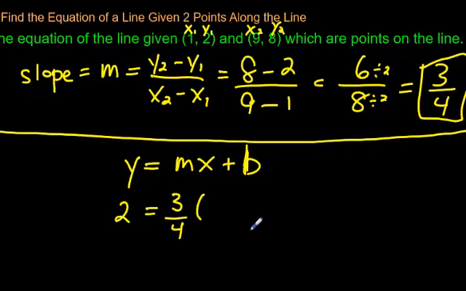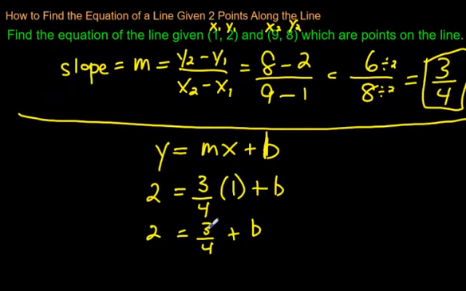Now remember, we're multiplying. So we're going to multiply by the x value of 1. That's easy. Plus b. I love multiplying by 1. Okay, so we have 2 equals 3 over 4 plus b. How do we get rid of 3 over 4? Well, instead of positive 3 over 4, we're going to subtract 3 over 4. That's going to cancel from this side. And really, what we have over here, let's write it on the side here, is 2 minus 3 over 4.